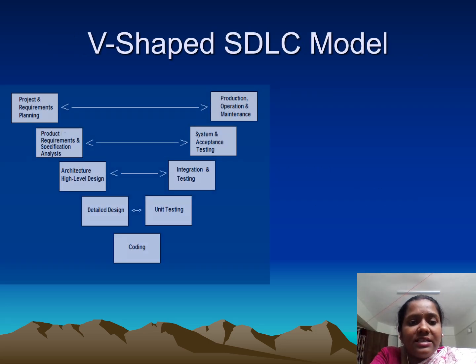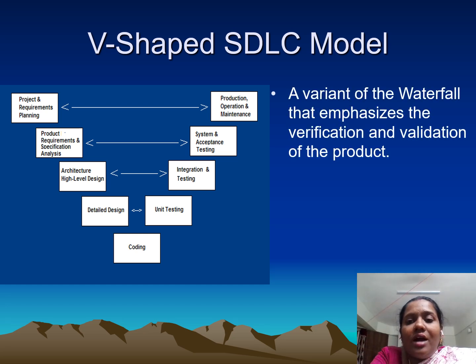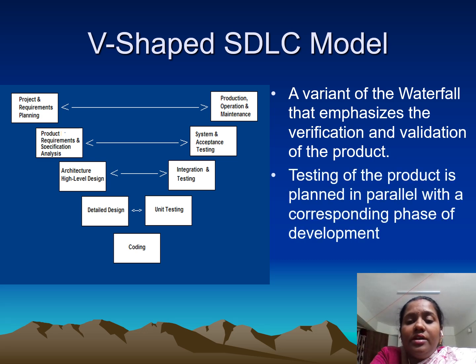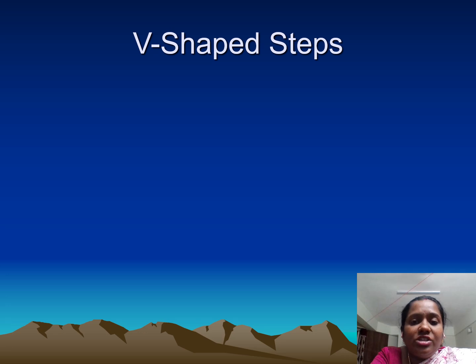V-shaped SDLC model: project requirements and planning, production, operation and maintenance, where product requirements and specification analysis, system and acceptance testing, architecture and high-level design, integration testing, detailed design, unit testing, and the last one is coding. It is a variant of the waterfall that emphasizes verification and validation of the product. Testing of the product is planned in parallel with the corresponding V-shaped steps.